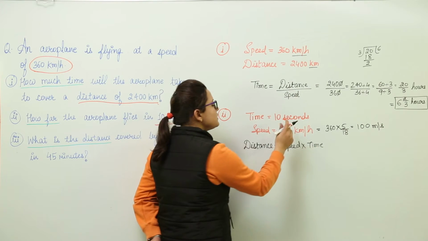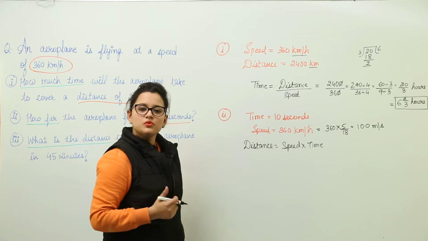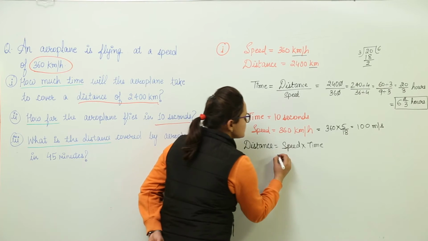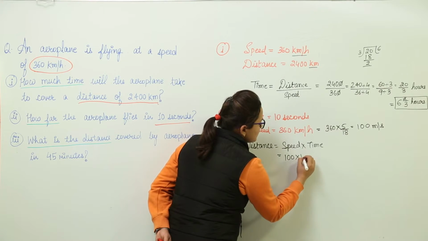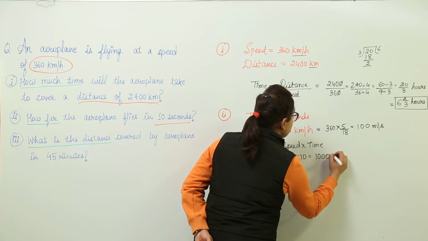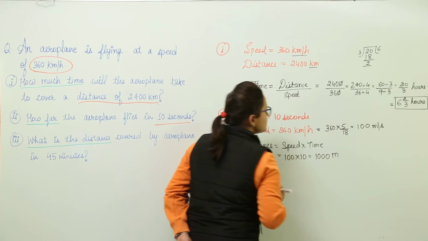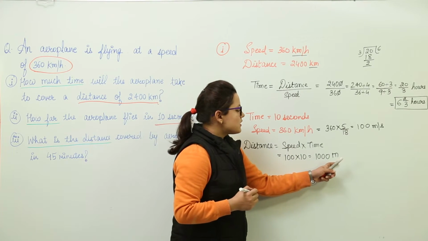Now let us check the units. The time is in seconds. The speed is in meters per second. The units are matching. So we will just place it in the formula. We get 100 into the time, that is 10, and we get 1000 meters as the distance travelled by the aeroplane. Now this is the distance in meters.